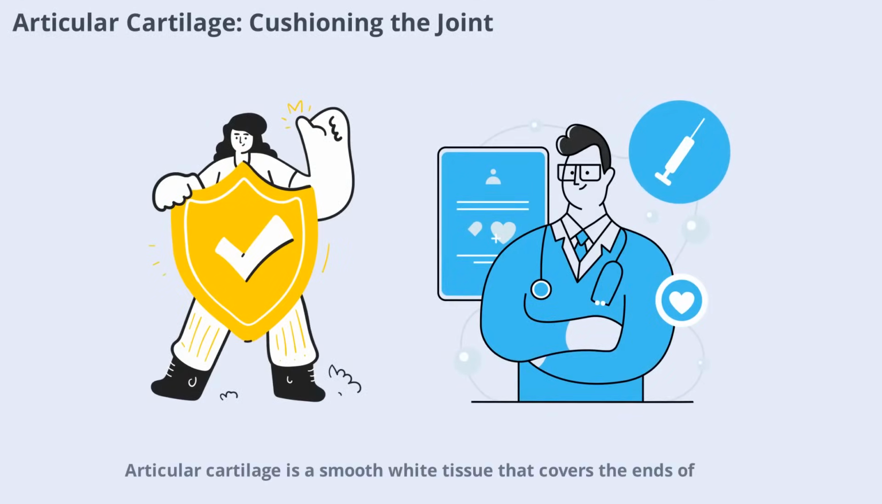Articular cartilage is a smooth, white tissue that covers the ends of bones where they come together to form joints. Its main function is to reduce friction and absorb shock during movement, ensuring that joint surfaces glide smoothly against each other. This cartilage is crucial for pain-free motion and helps prevent wear and tear on the bones. Without healthy articular cartilage, joints would become stiff and painful, leading to conditions like osteoarthritis. Let's explore how this tissue works to keep our joints functioning optimally.